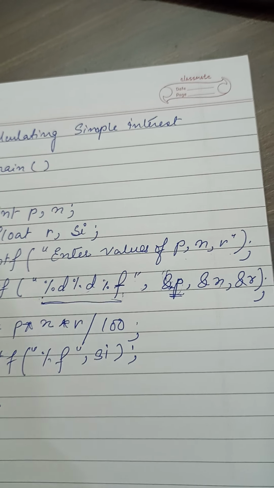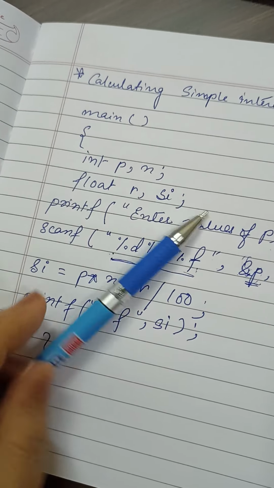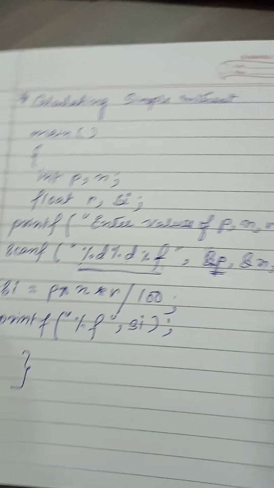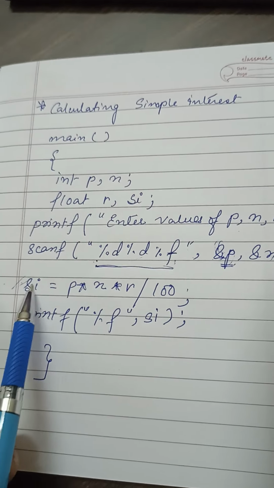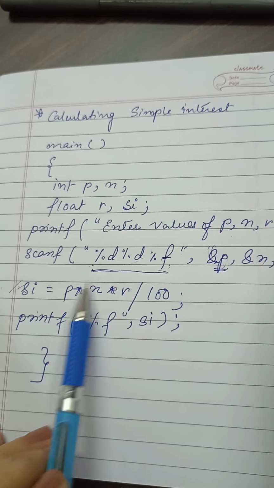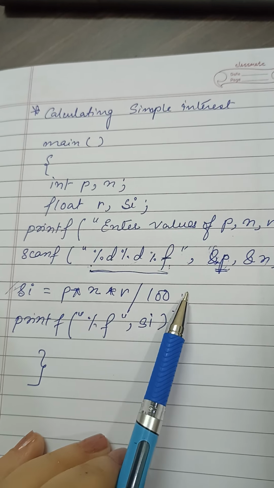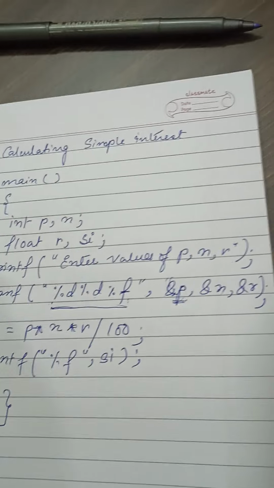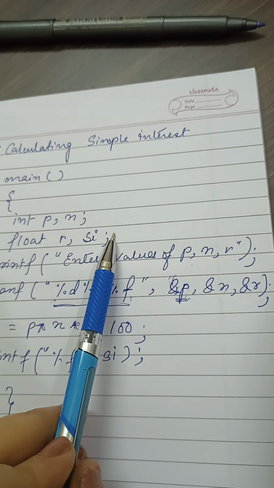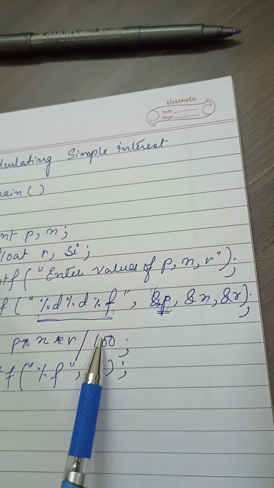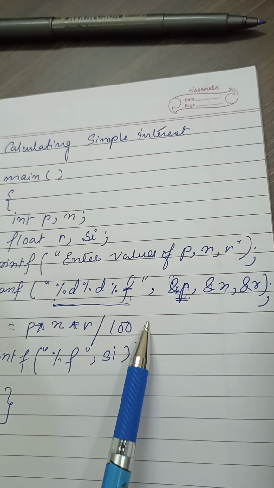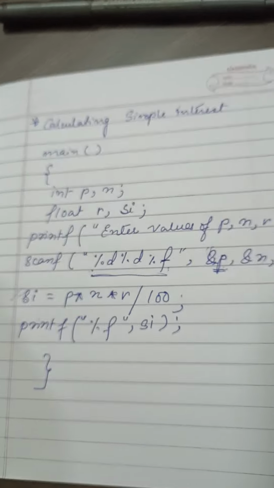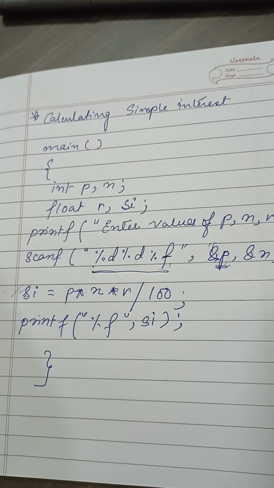Now in the body of the function, we also should write the formula for simple interest. We should tell everything to the computer. The formula for simple interest is p n r by 100. Oh, I forgot to mention, after the completion of each line, we should never forget to give the semicolon. If you don't put the semicolon, it will show an error. So you need to put a semicolon after each line within the body of the function.